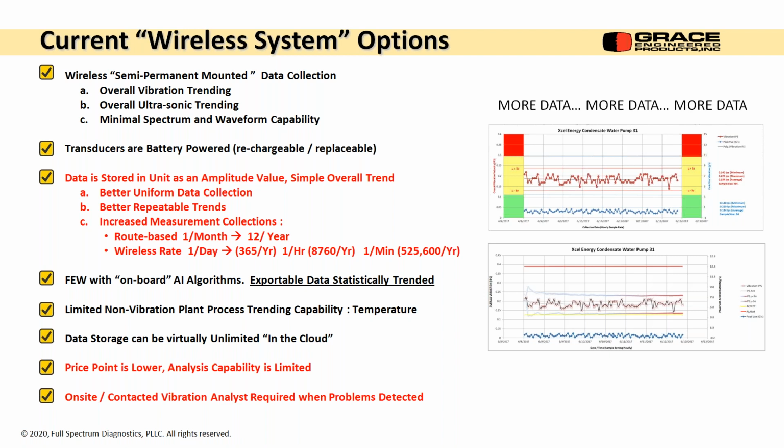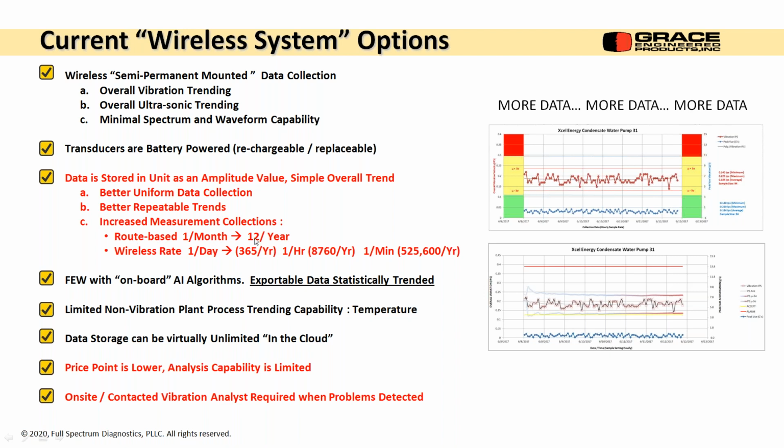I have an example here to the right. This was 4 days worth of data, one data point per hour, so about 94 measurements. If we get this, we can get better uniform data collection because it's magnet mounted. Nobody's walking around and touching a different point. It never gets moved. You're going to get better repeatable trends, and you're going to get massive amounts of data.